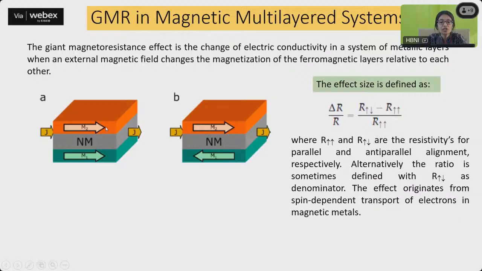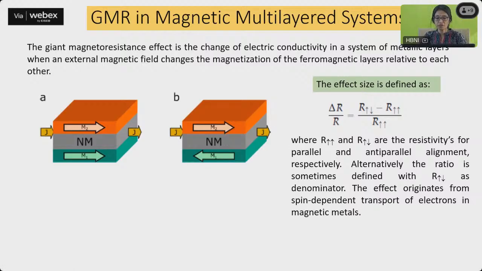You have two very thin layers of this ferromagnetic material, one with magnetization value M1, the other with M2. And then you have a non-magnetic layered material in between. Now these materials are going to have some resistivity, and this resistivity value is going to change the moment you pass an external magnetic field through it. And this change in resistance is defined as the GMR effect in magnetic multilayer systems.